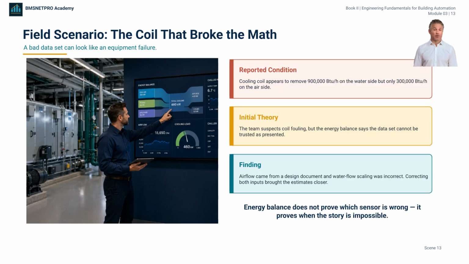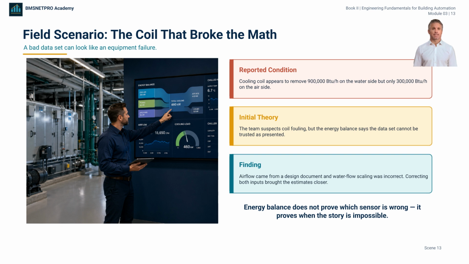Here is a field scenario that every BAS professional should remember. A site reports that a cooling coil removes 900,000 BTU per hour on the water side, but only 300,000 BTU per hour on the air side. The first reaction is to blame the coil. Maybe it is fouled. Maybe the valve is bad. Maybe airflow is wrong. But the energy balance tells us something more important.